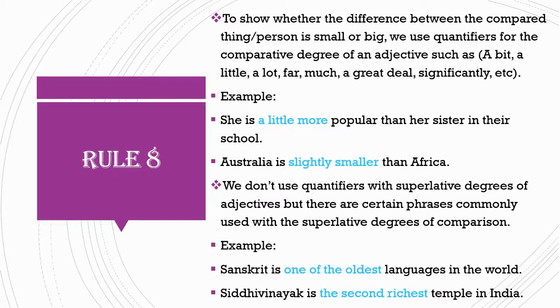We don't use quantifiers with superlative degrees of adjectives, but there are certain phrases commonly used with the superlative degrees of comparison. Example: Sanskrit is one of the oldest languages in the world. Siddhivinayak is the second richest temple in India.